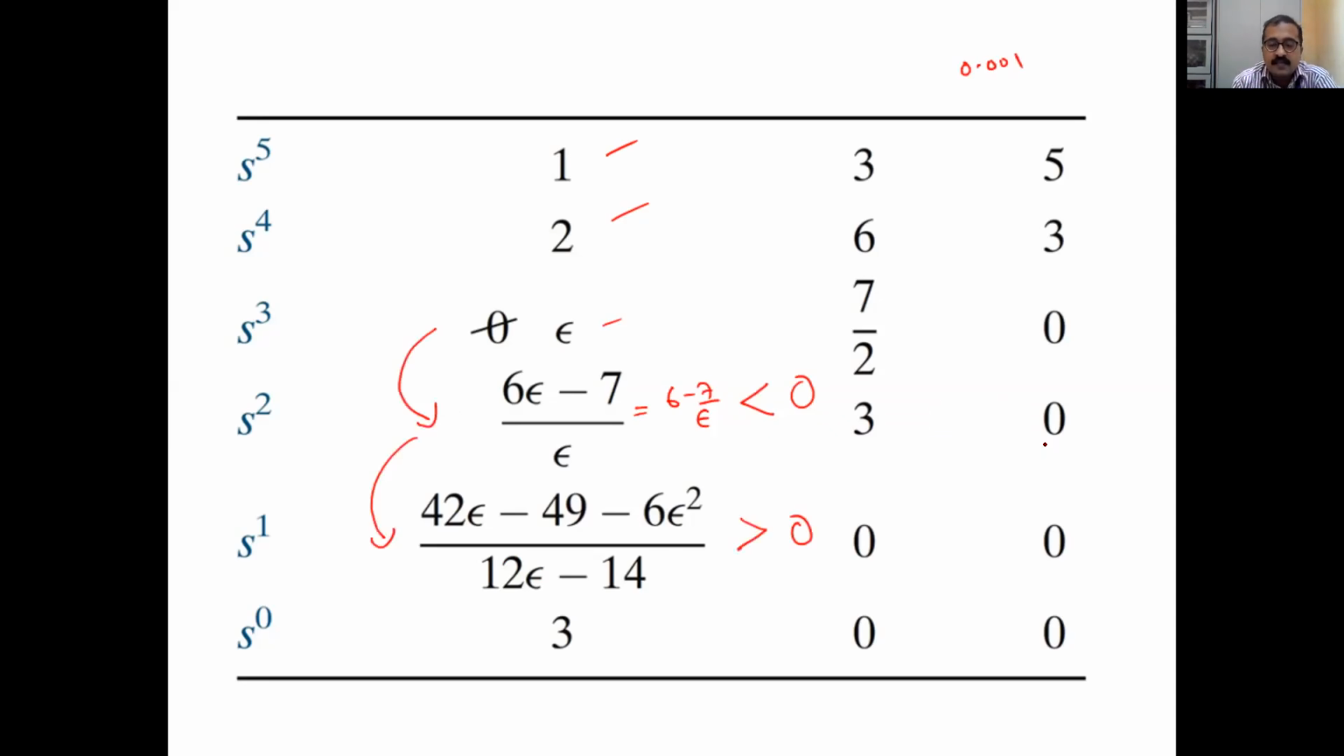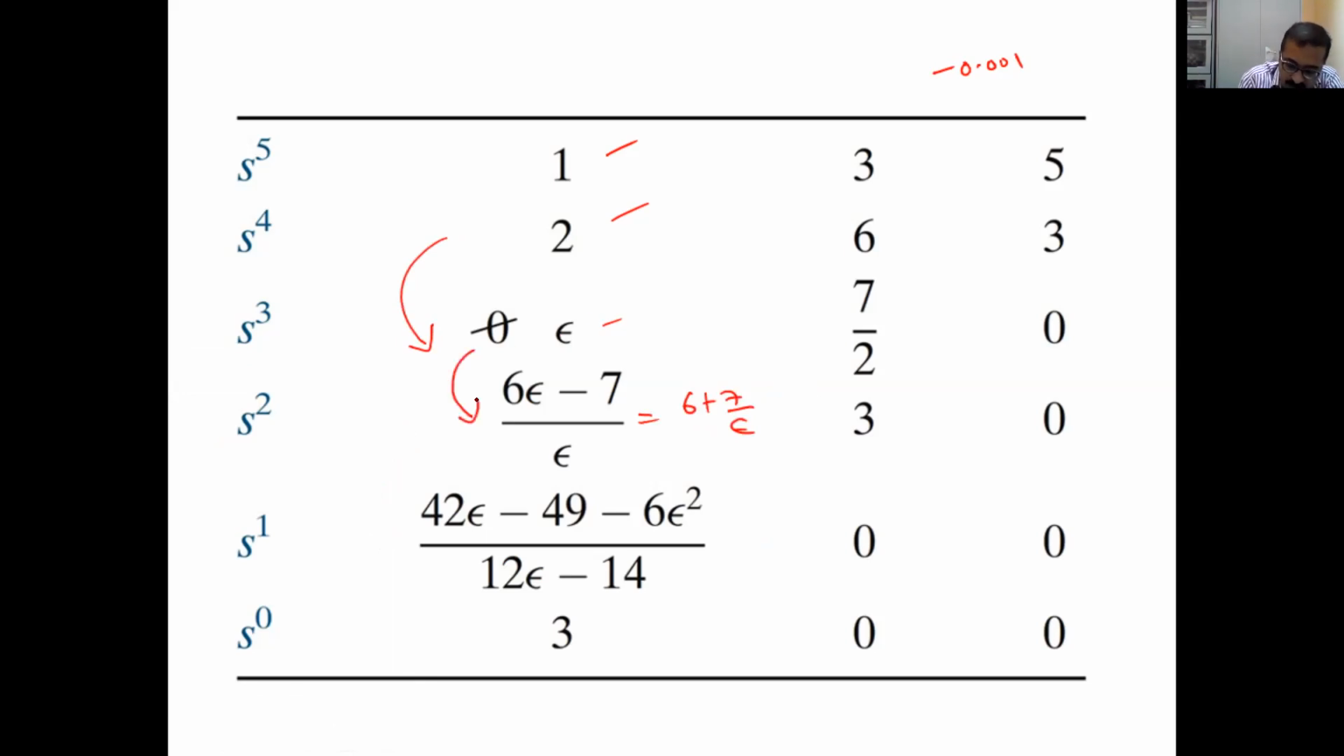Now let us consider epsilon to be negative, say minus 0.001. So now suppose your epsilon is negative, you are considering minus 0.001. So you see that's a sign change, plus to minus. Now what next? Epsilon is negative, right? So this will be 6 minus 7 by epsilon. Epsilon is negative, that means this part will be effectively positive. So from minus to plus, there is one sign change.